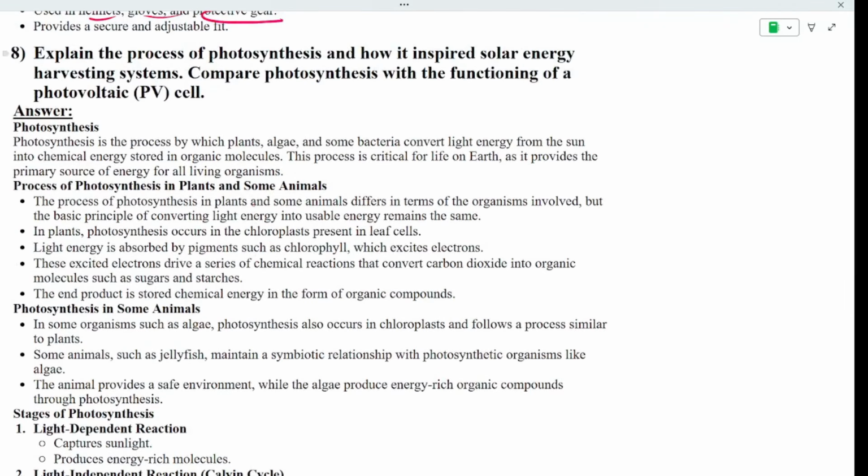the process of photosynthesis and how it inspired solar energy harvesting systems. Compare photosynthesis with the functioning of a photovoltaic cell. Photosynthesis, I hope you know the procedure, is by which plants, algae and some bacteria convert the light from the sun into chemical energy, stored in organic molecules. This process is critical for life on earth as it provides the primary source of energy for all living organisms. How it happens in plants and animals I have given, you can see that.